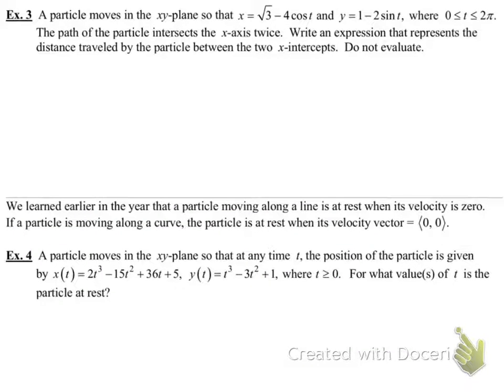Okay, example 3. A particle moves in the xy plane so that x equals the square root of 3 minus 4 cosine t, and y equals 1 minus 2 sine t, where 0 is less than or equal to t is less than or equal to 2 pi. The path of the particle intersects the x-axis twice. Write an expression that represents the distance traveled by the particle between the two x-intercepts.